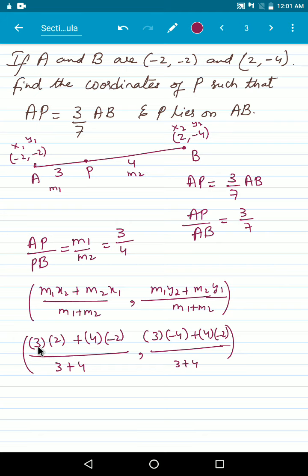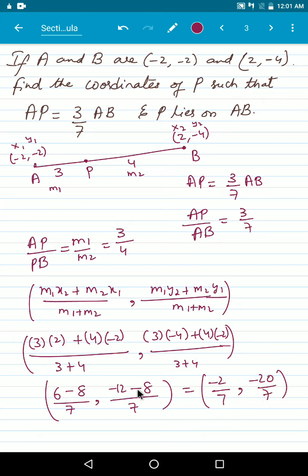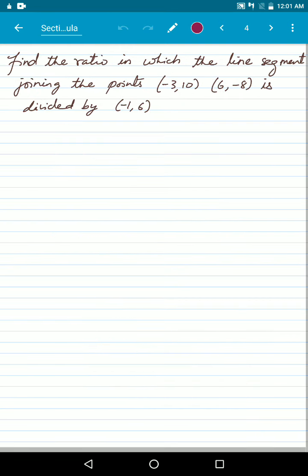Okay, now let us simplify. 3 2s is 6, 4 2s is 8 with minus sign, so this is 7 in the denominator, 7 in the denominator here also. 3 4s is 12 with minus sign, 4 2s is 8 with minus sign. So we'll have 6 minus 8 is minus 2, so -2/7, and -20/7, since minus 12 and minus 8 will give us minus 20. So these are the coordinates of point P. If you are having any doubts, just pause the video and go through this problem again. Alright, let us go for the other problem.